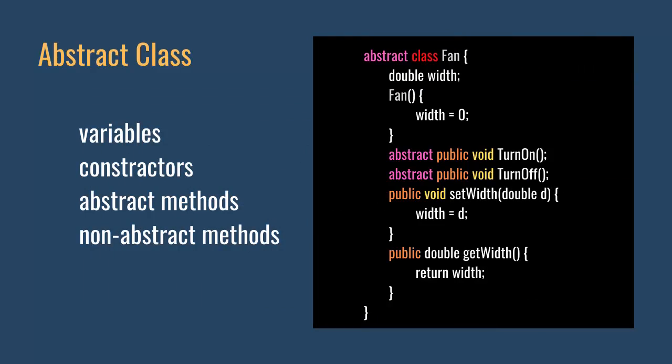The fan class contains the width variable, the constructor, the abstract setWidth and getWidth methods, and the non-abstract turn-on and turn-off methods. An abstract class can be declared with public, protected, and private members. New objects cannot be created from it. It is suited for adding new methods in the future.